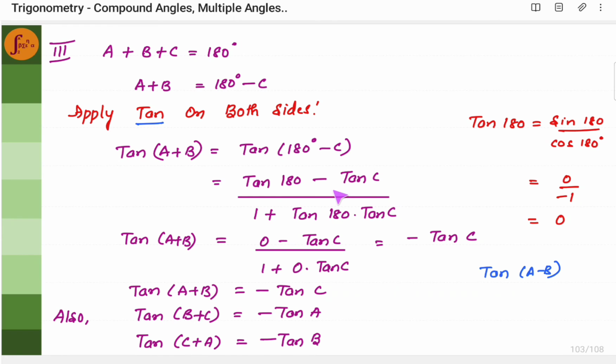So, we have 180 here and C, right? How do you find tan 180? Tan 180 is sin 180 by cos 180. Sin 180 is 0, cos 180 is minus 1. So, it's going to be 0 as the answer, right? So, finally, you get tan (A plus B) is tan C, with a negative sign. Tan (B plus C): you have B and C, so you'll get the third angle here, which is tan A. Here you have C and A, third angle you'll get B. But all of these are with a negative sign.